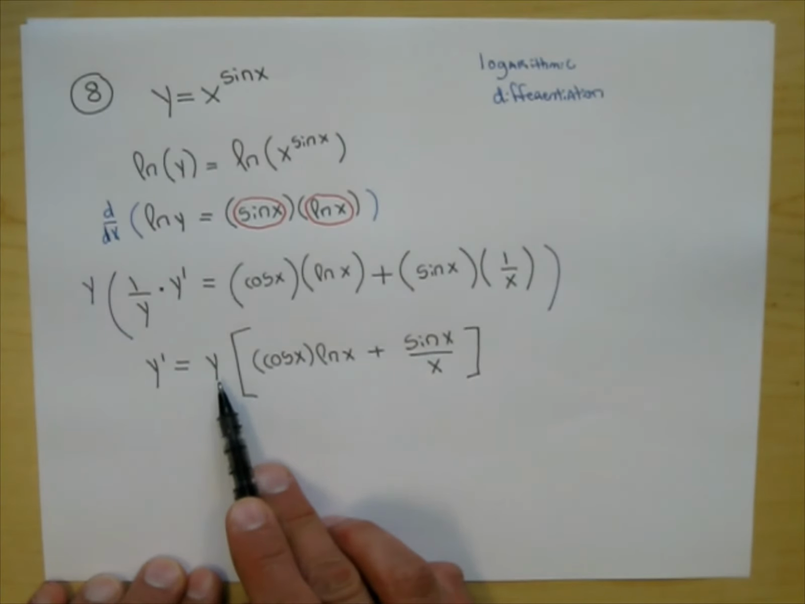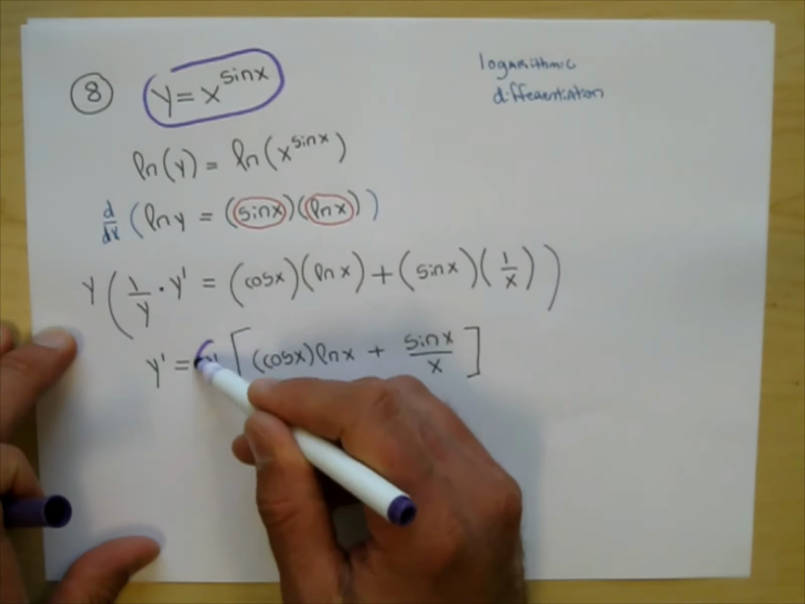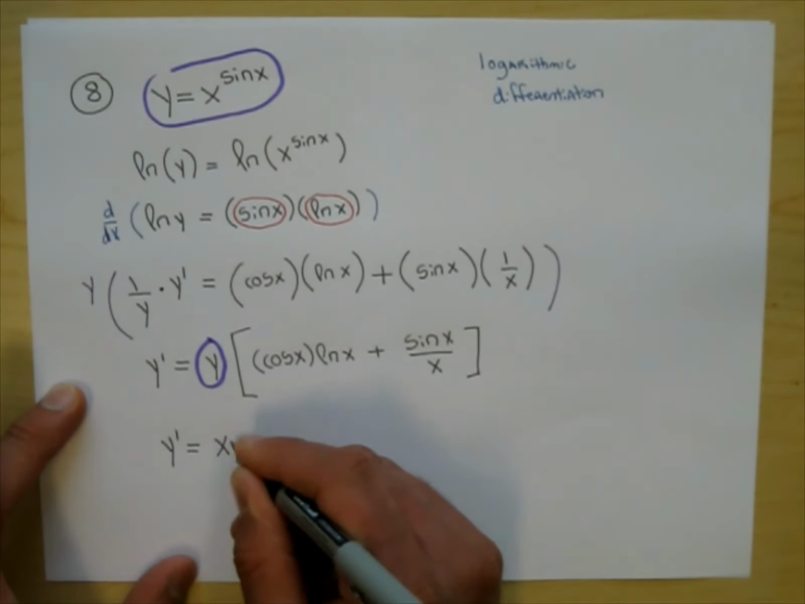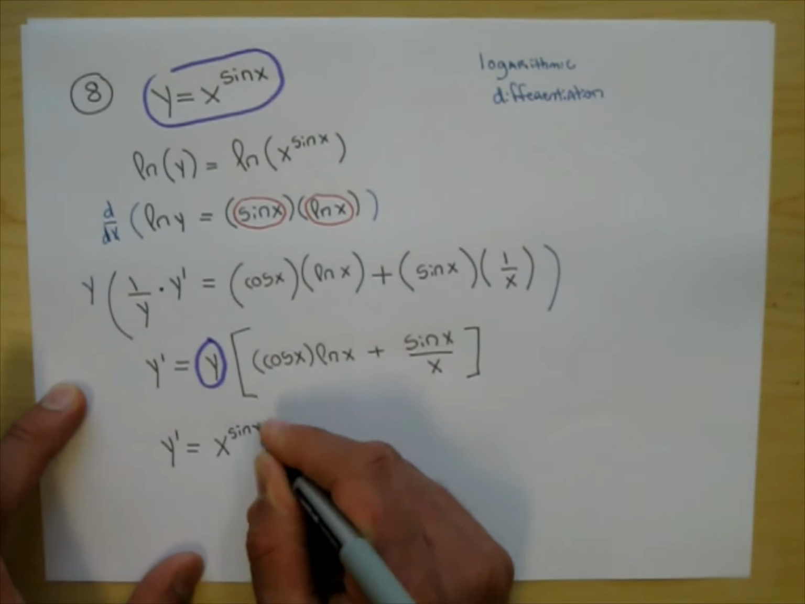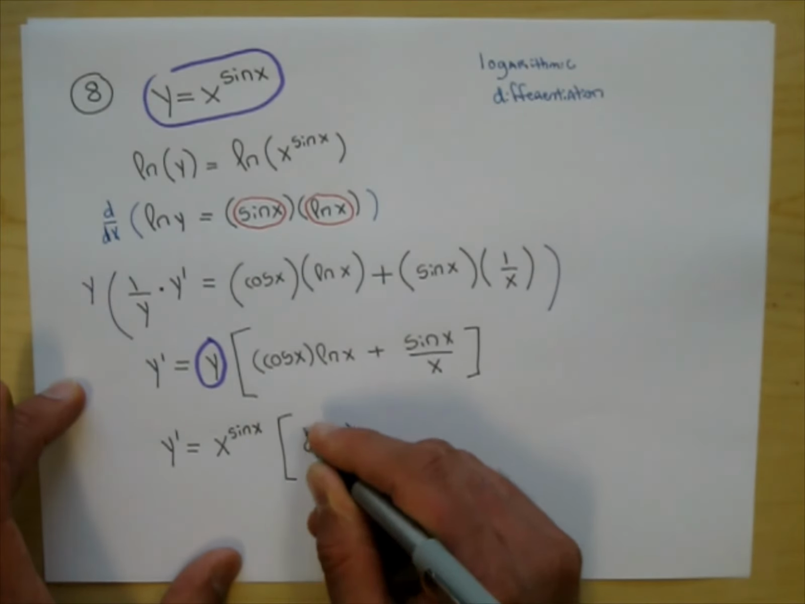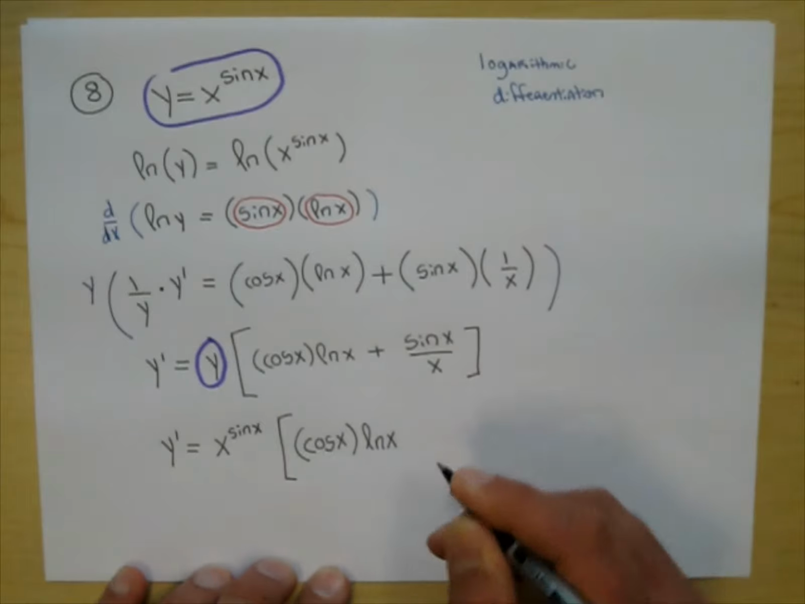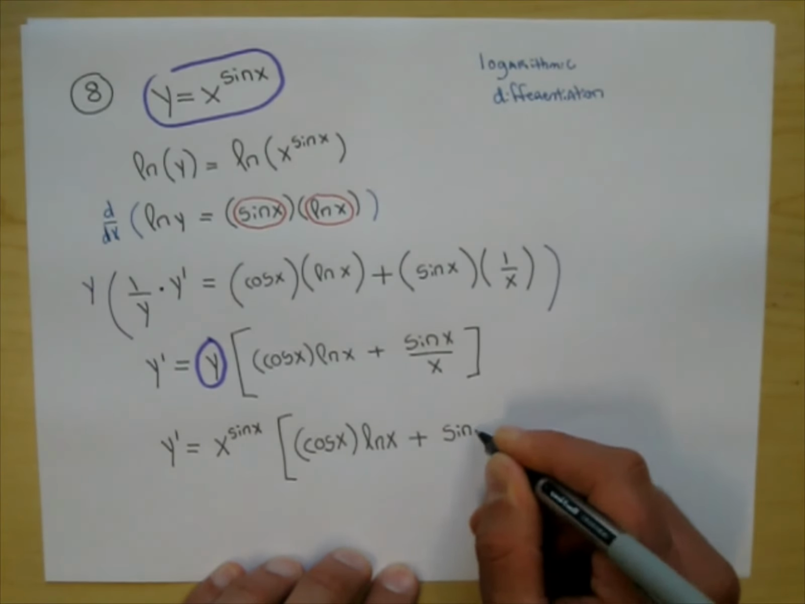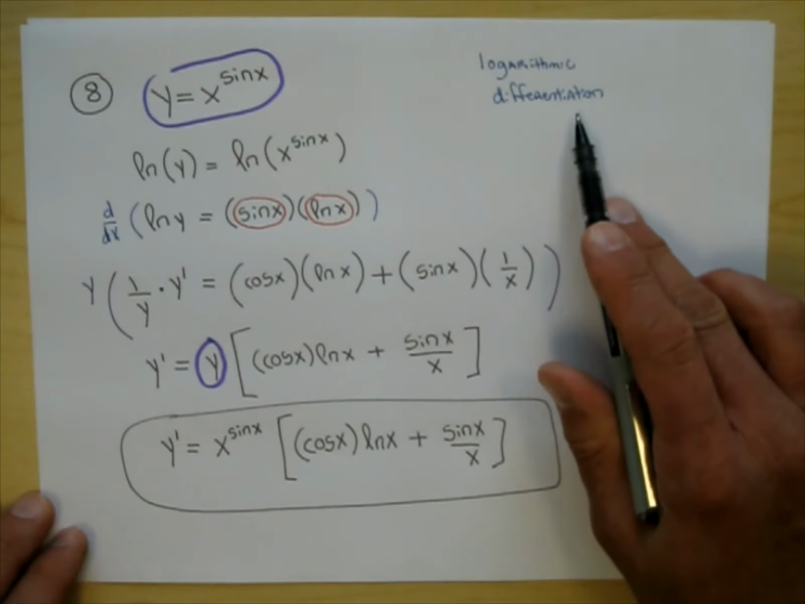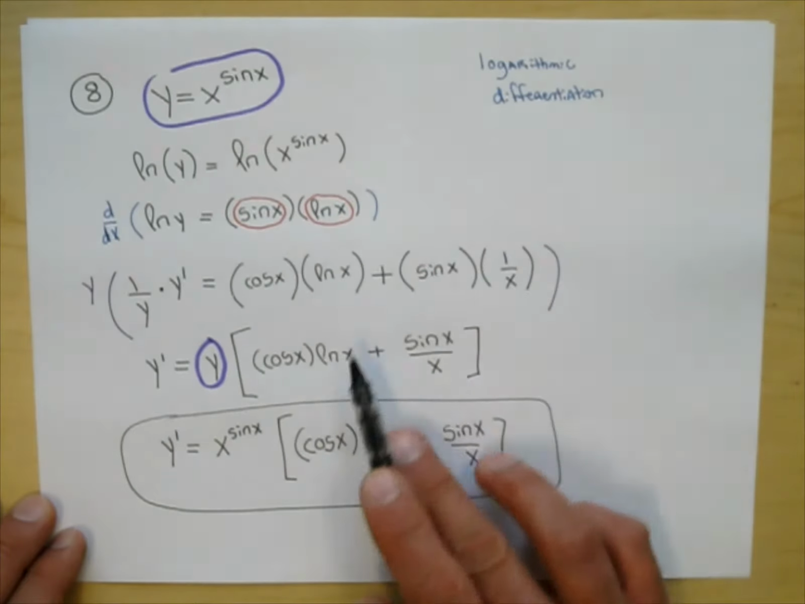Now I still don't want my derivative to have a y in it, so what I'm going to do is realize that y equals x raised to the sine x, and I'm going to replace that with that. So my final answer then is going to be x raised to the sine x. So that's what that y is. And then over here we have the cosine of x. I put the parentheses around that so it doesn't look like I'm taking the cosine of x ln x. I have x ln x there, and then plus sine x over x. And there we have our first example of logarithmic differentiation, where you ln both sides of the equation to simplify the right-hand side so we can actually take the derivative.